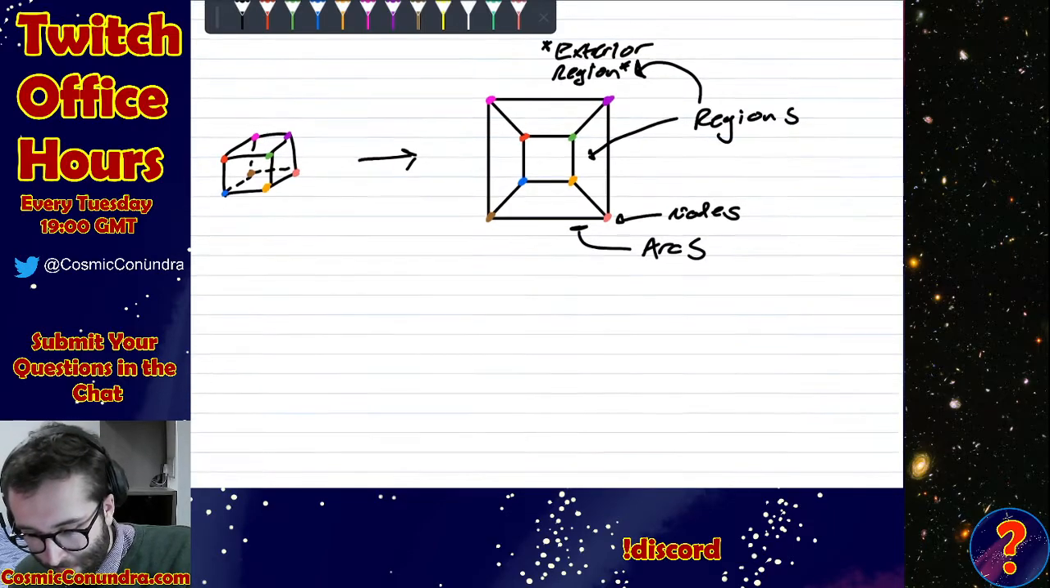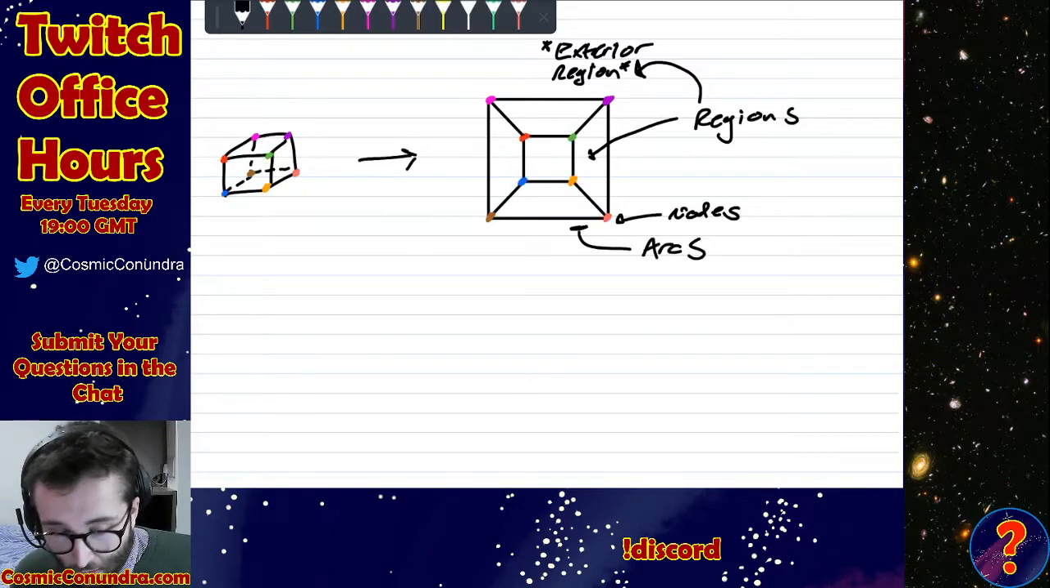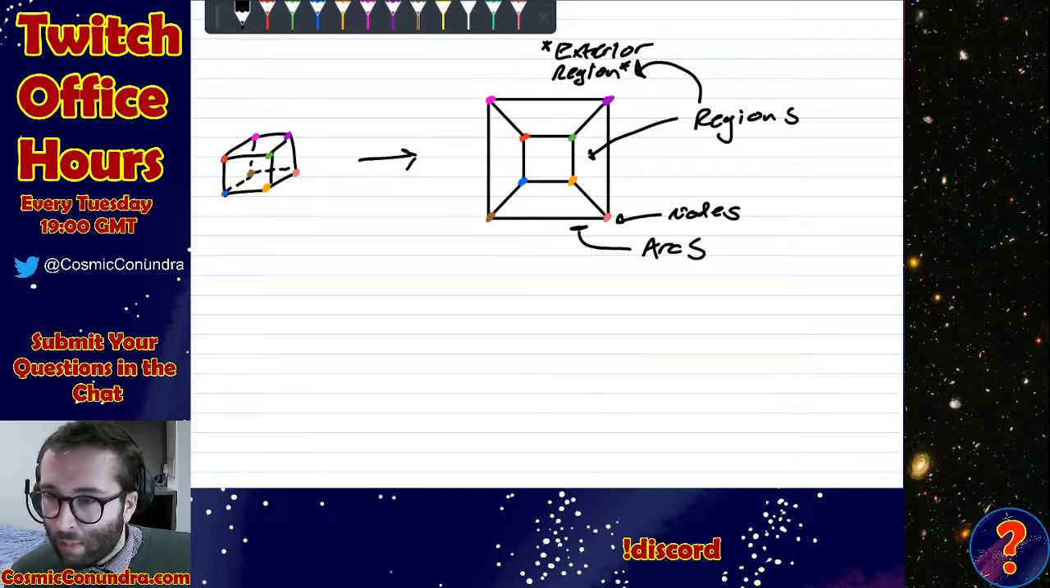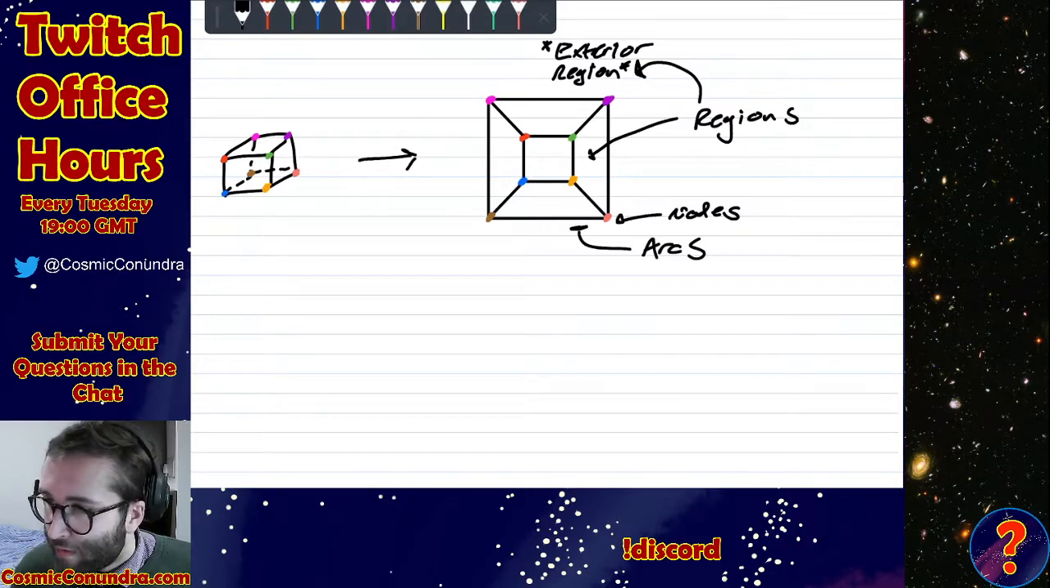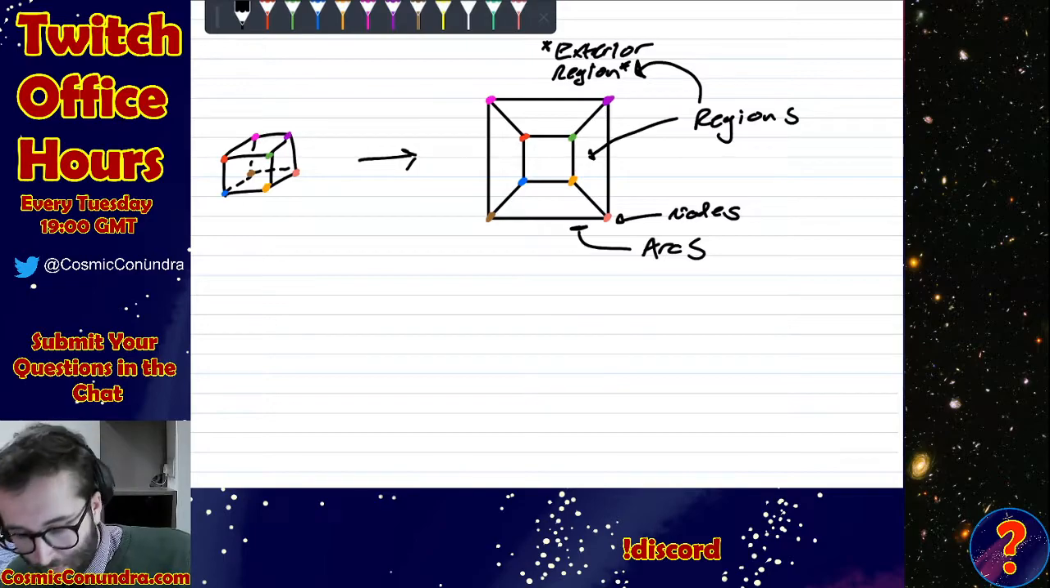regions. Okay, and likewise, the number of edges this cube has is now represented by how many arcs the graph has, and the number of vertices the cube has is represented by the number of nodes the graph has. In fact, sometimes these points on the graph are also called vertices, but I prefer to call them nodes. And there's a formula which is true for planar graphs, so true for graphs where there is no overlap of the arcs except at the nodes.